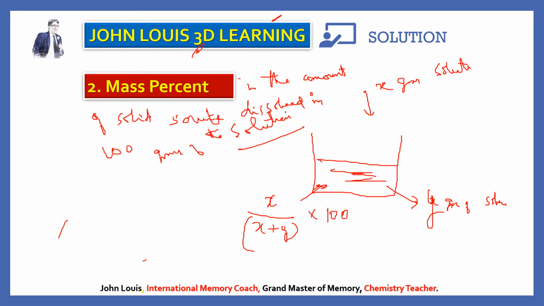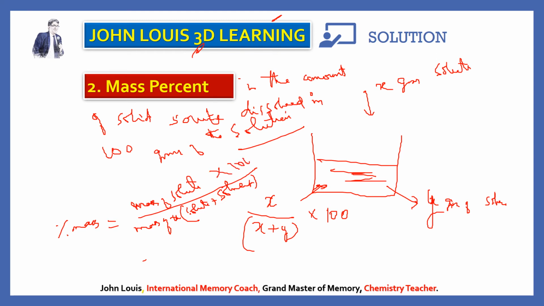Therefore, the mass percent of the solute is equal to the mass of the solute divided by the mass of the solute plus solvent, that is, the mass of the solution, into 100. This will be the mass percentage of the solute. Clear? This mass percentage is used when the solute is solid. But when the solute is liquid, we can use volume percent.